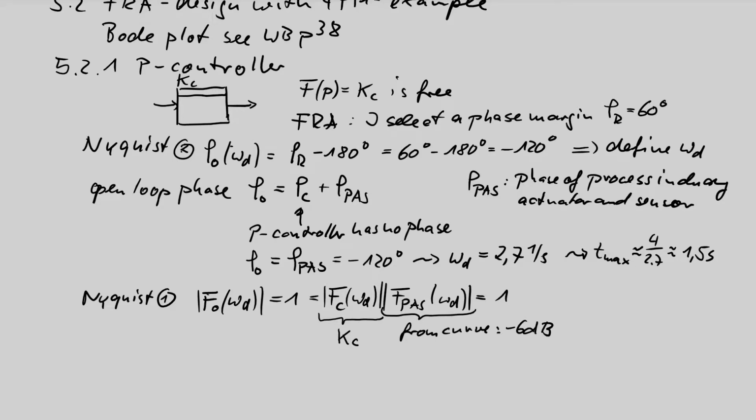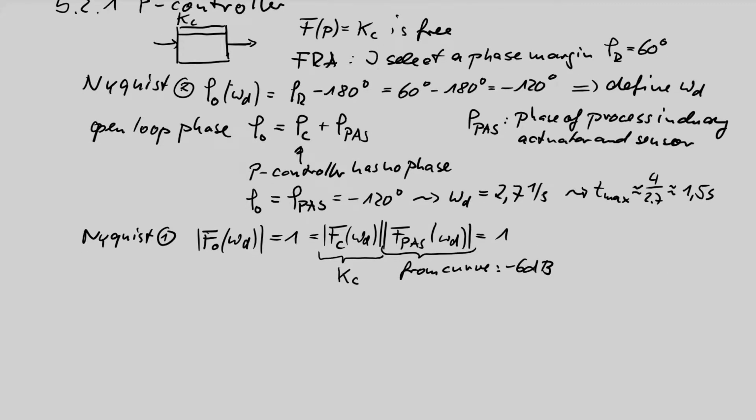-6 dB. What does that mean? I have now an equation. The result is 1. The product of this value and this value must be 1. This value is Kc, unknown, and this value is now 6 dB, which is in factor, if I multiply this, of course I need the factor, so this is equivalent to 0.5. So what we can calculate now is Kc. Kc is 1 divided by 0.5, and this is finally 2.